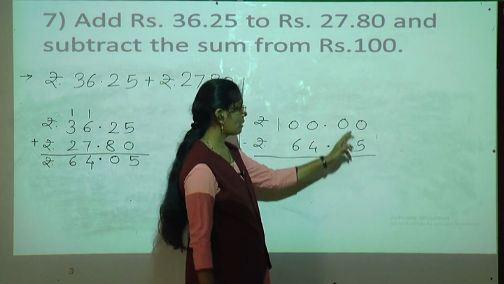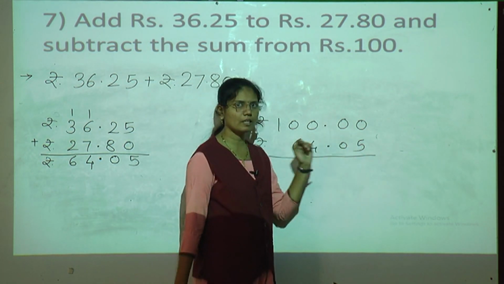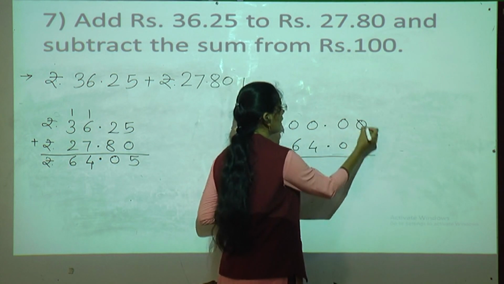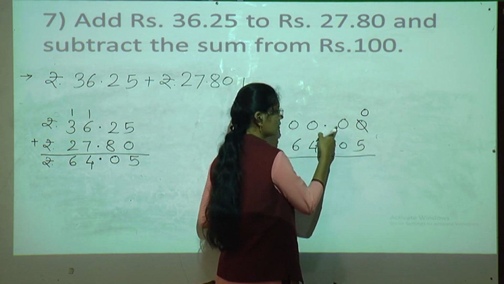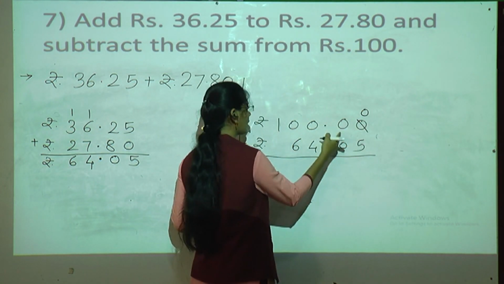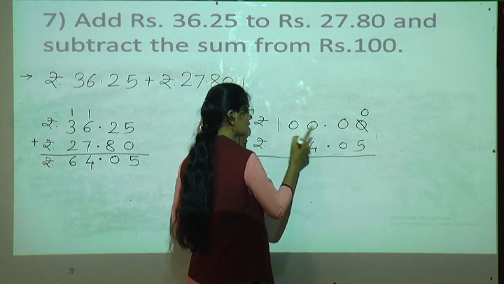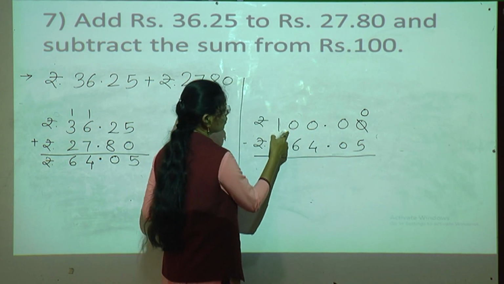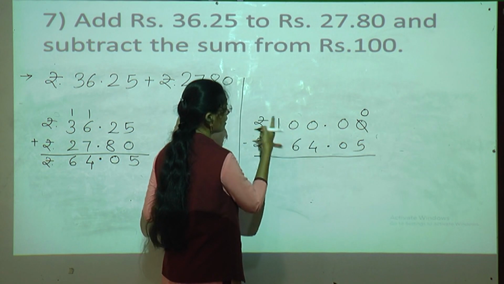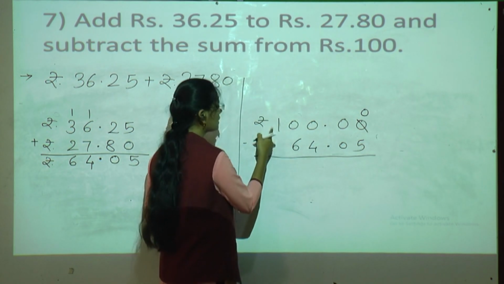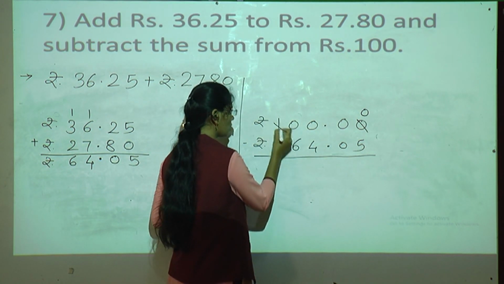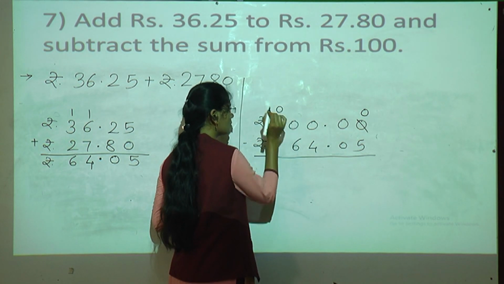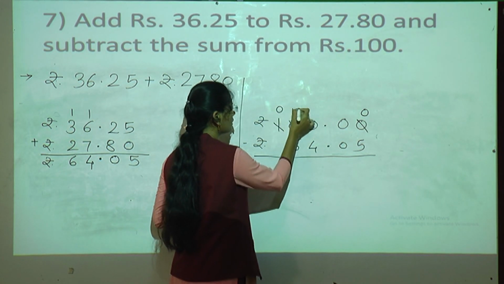See here, 0 minus 5. 0 minus 5 we can't do. So cut this 0 and write it as it is. Then we will move to the neighbor. He has 0. Again we will move to the next neighbor. Here also 0 is there. So again go to the next. Here also 0 is there. So from this place we will borrow 1. So cut this 1. 1 minus 1, here 0. And this 0 will become 10.